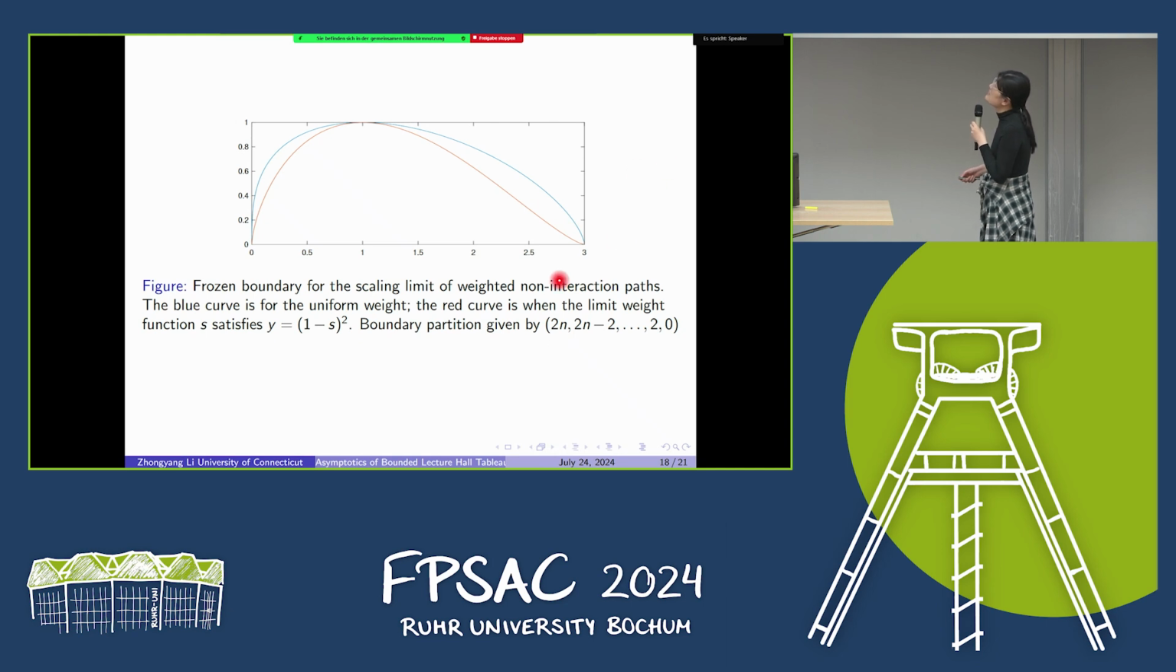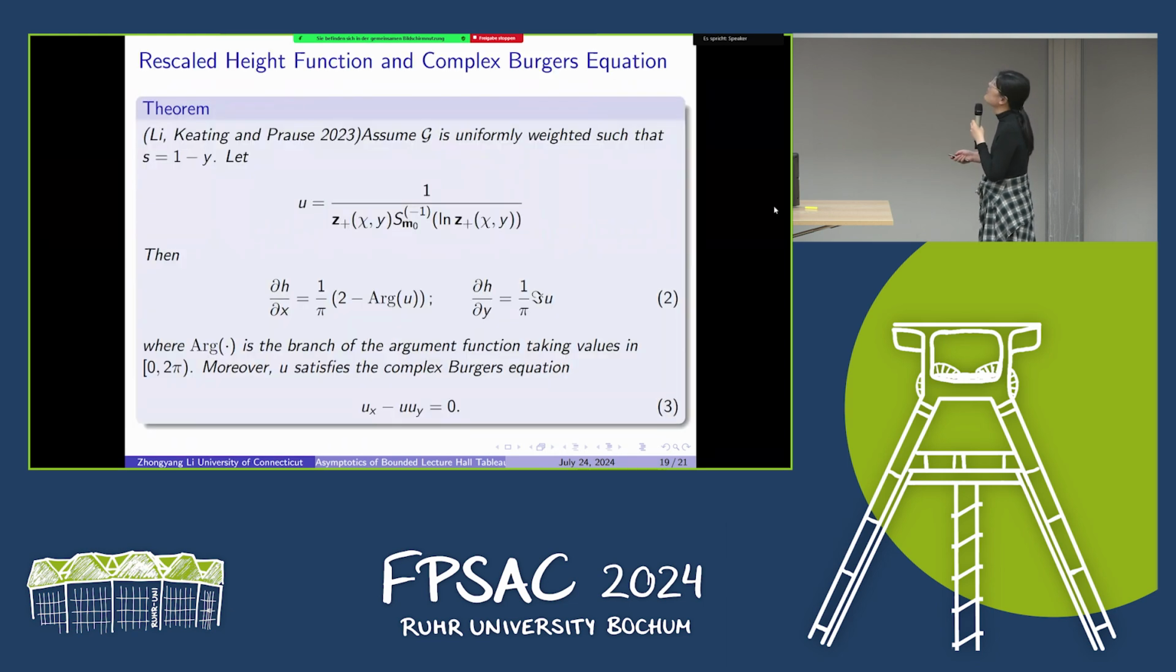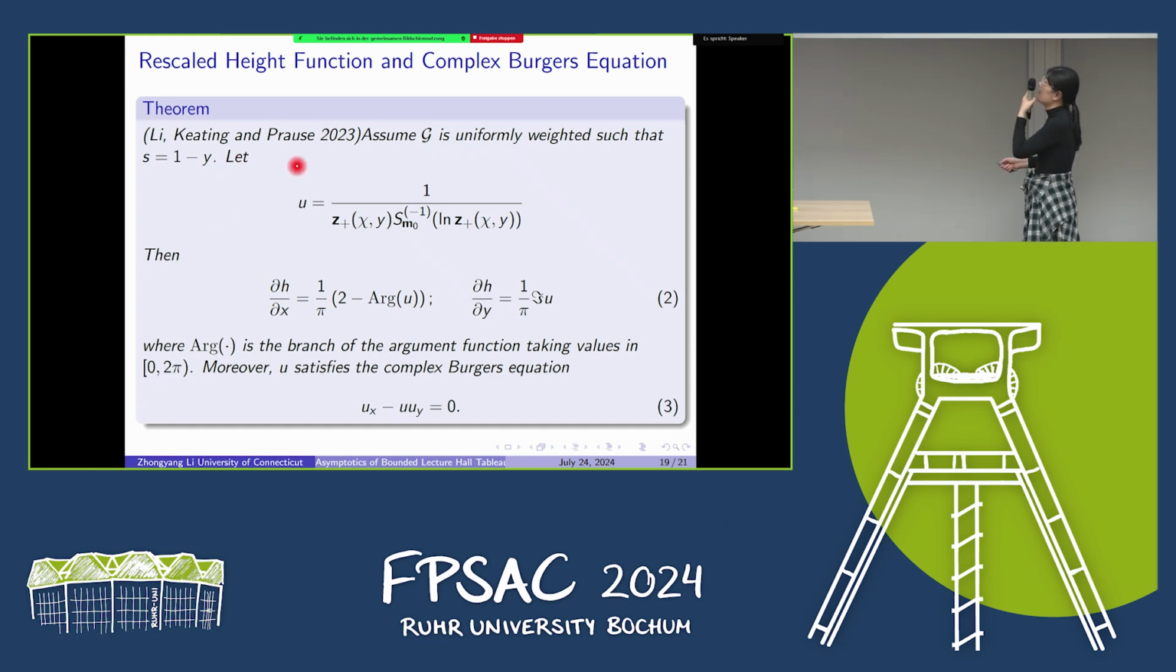Okay, so here is a picture of the frozen boundary we draw. The bottom boundary partition is given by something like 2n minus 2, 0, and the weight function changes continuously. Then we can prove the conjecture by Bufetov, Keating and Nicoletti. Assume G is uniformly weighted such that S is equal to 1 minus Y. Then Z plus is an explicit diffeomorphism from the liquid region to the upper half plane.